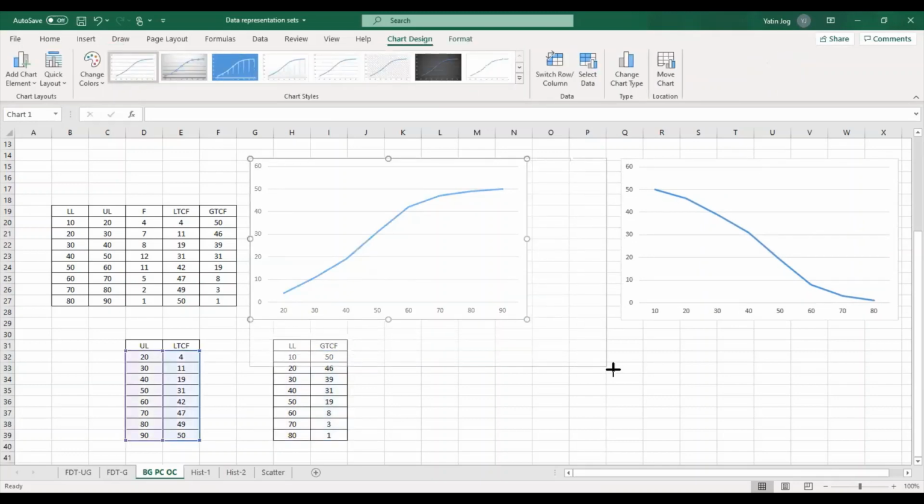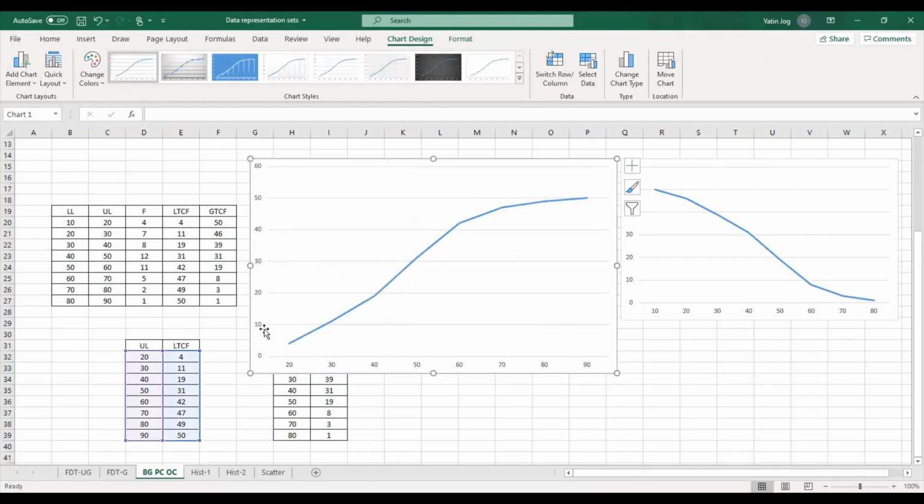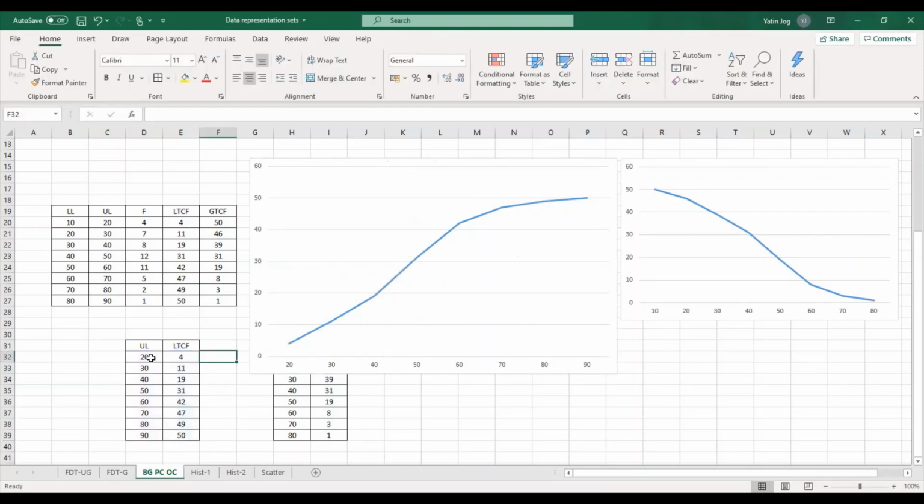These Ogive curves can be used to predict the values. For example, I have all the values which are at 20, 30, 40, 50, 60, 70, 80 and 90 in my table. But what if I want to count how many observations I have below 45, for example? That value is not available in the table, but I can try to predict. It may not be 100% correct. I can try to predict how many observations are below 45 using this graph.